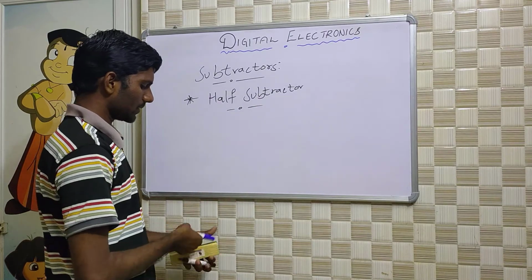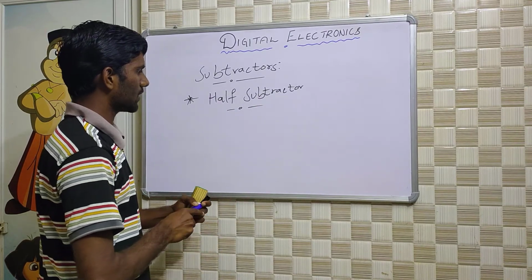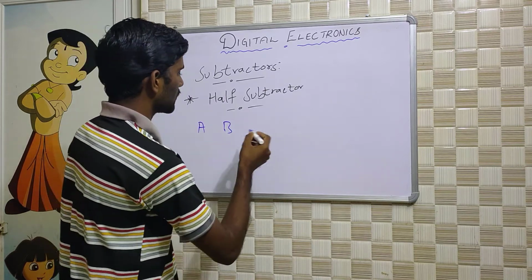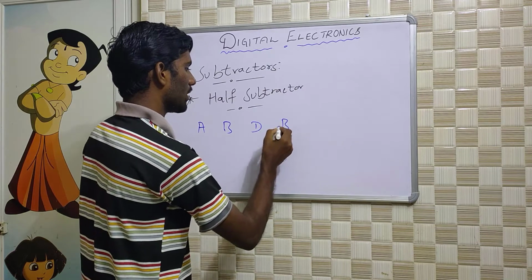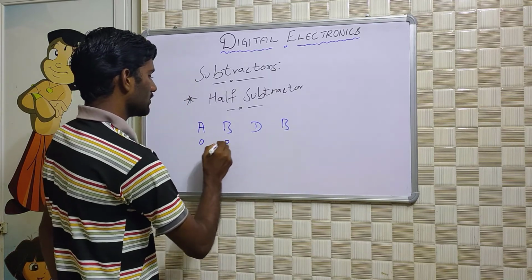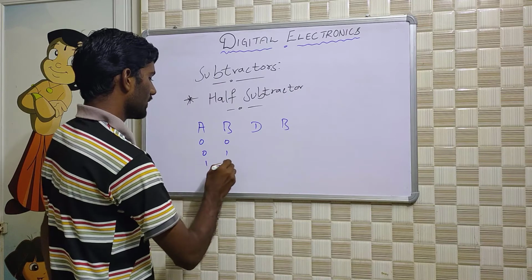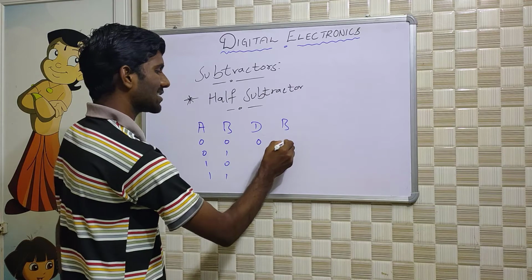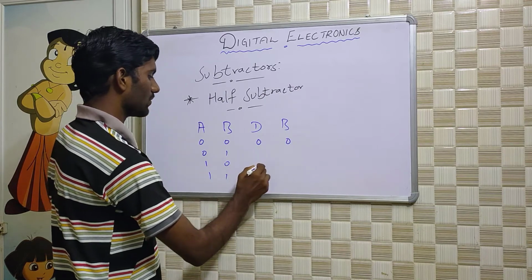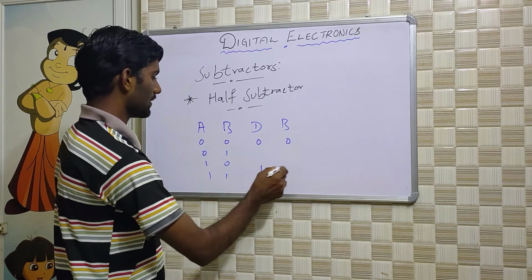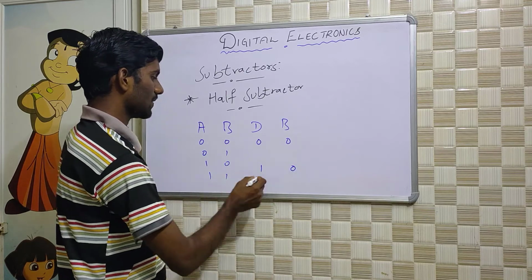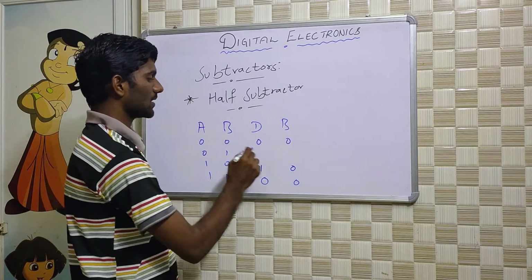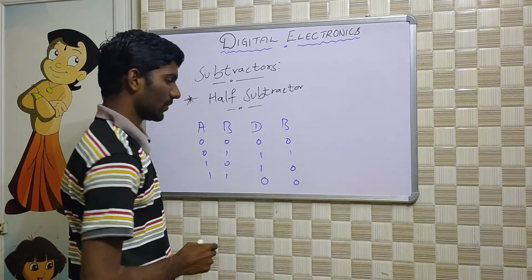Generally the truth table for a half subtractor: there will be two inputs A, B, and two outputs, difference and borrow. The inputs are 00, 01, 10, 11. So 0 minus 0, the difference will be 0, there is no borrow. 1 minus 0, the difference will be 1, there is no borrow. 1 minus 1, the difference is 0, borrow is also 0. For 0 minus 1, the difference will be 1, borrow will be 1.